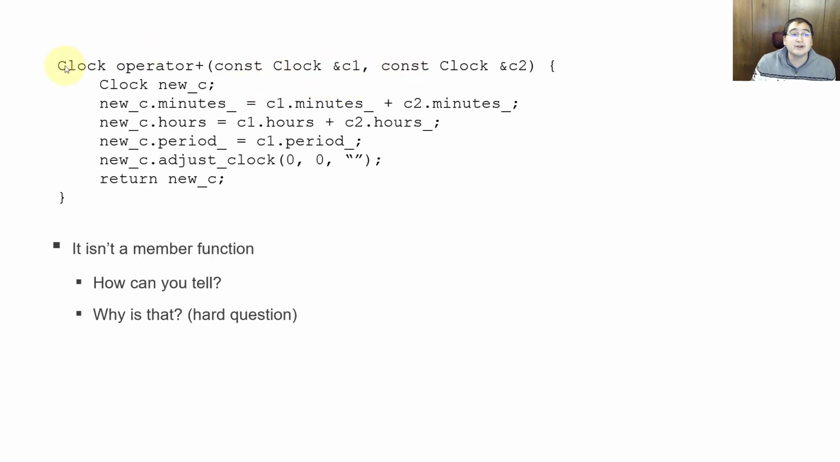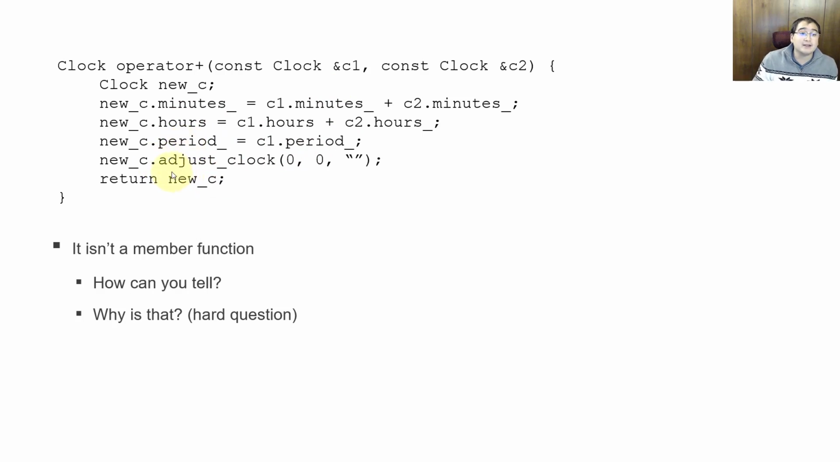And now what does this return? It returns a clock, a new clock, not a reference to a clock, but just a new clock. And hey, look, here's our new clock right here. We're declaring it using the default constructor. And then what we're doing is we're taking our minutes from both of them, adding them together, setting that to minutes, taking our hours together, adding them together, putting that in hours, taking the period from one of the clocks, setting that to be our period.